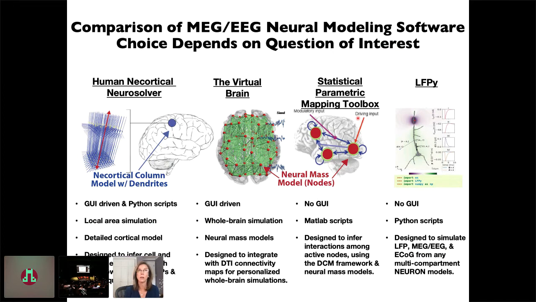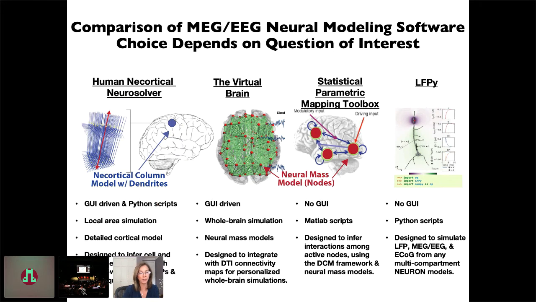modeling software designed to infer the origin of EEG and MEG signals. There's several other modeling software out there. Here I'm just comparing to four of, I think, the most well-known softwares. Here's our Human Neocortical Neurosolver. As you've seen, this is a GUI-driven software. We have this user-friendly graphical user interface that lets you interact with this large-scale detailed cortical model that's representing only a local area simulation, a patch of cortex in the brain.